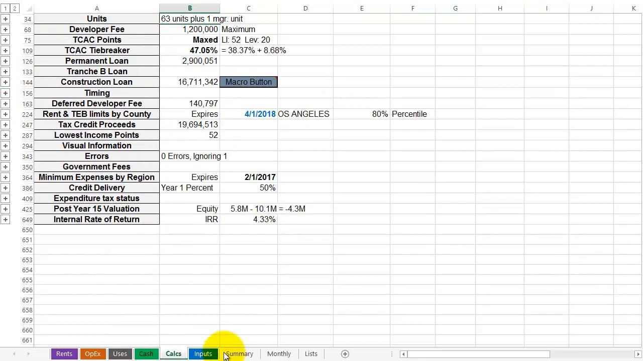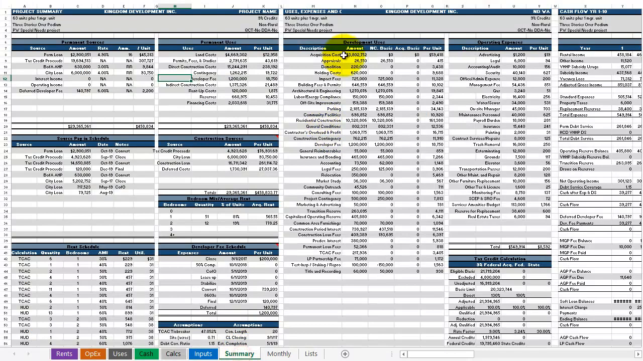But you want your users to just say, hey, let me look at the summary page. Let me look on the development uses. Let me find developer fee. And then there you go. I know how much the developer fee is going to be.